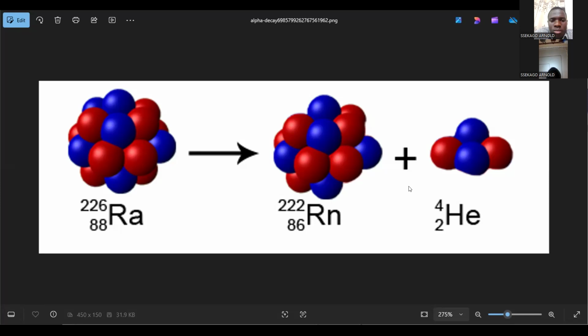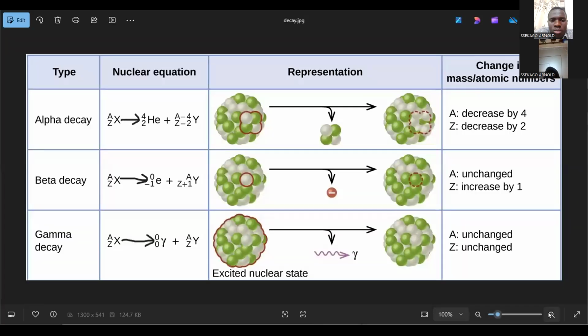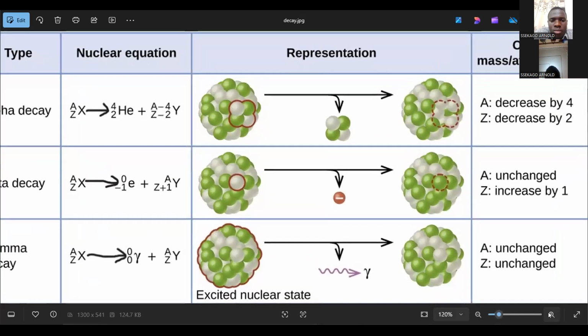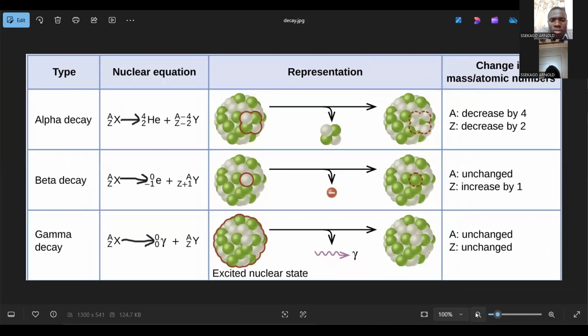In conclusion, after you've done the activity, let me leave you with this table. This is our table. The table is navigating. Hope it is visible.